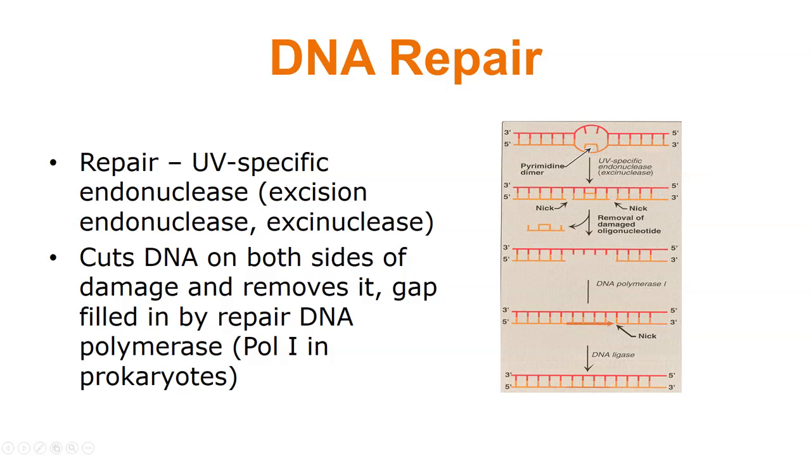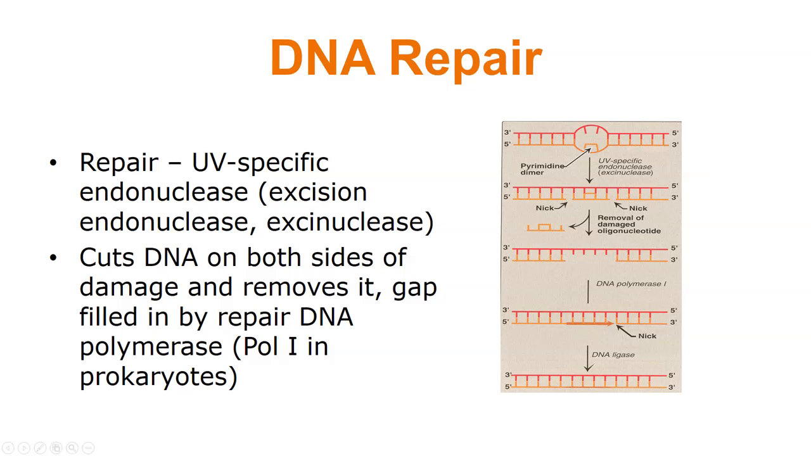So you have enzymes that can come in and deal with these types of damage. In this case, with UV light, we have a specific set of enzymes called UV-specific endonuclease. It's actually more than one enzyme. It's a group of enzymes, but I wrote it as if it was one enzyme. Also called excision endonuclease or excinuclease. Don't confuse exonuclease with excinuclease. They sound kind of similar. All three of these are the same thing, just different names. Unfortunately, all three are used.